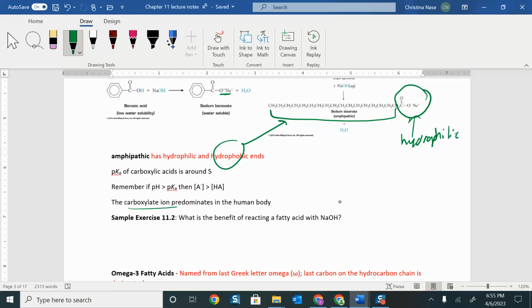So what's one benefit of reacting a fatty acid with sodium hydroxide? That's a base, again, making that base. It's going to increase the solubility. So the whole purpose of doing this is just to increase the solubility. That's why we do that.